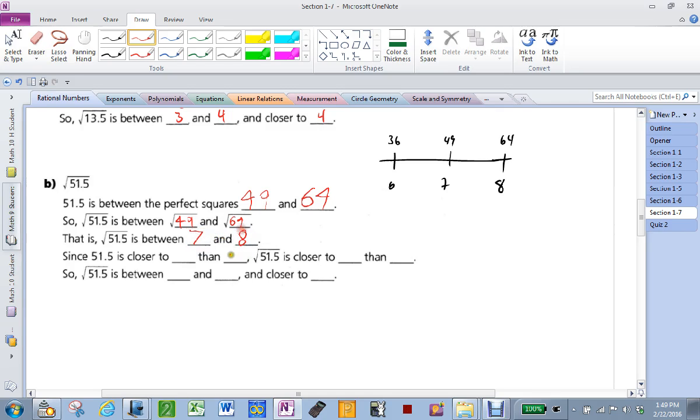Which means, of course, that the square root of 51.5 must be between the square root of 49 and 64. That is, the square root of 51.5 must be between 7 and 8. Since 51.5 is closer to 49 than 64, the square root of 51.5 must be closer to 7 than 8. Thus, it is between 7 and 8 and closer to 7. And Karina has done fine work. And the crowd roars with appreciation.